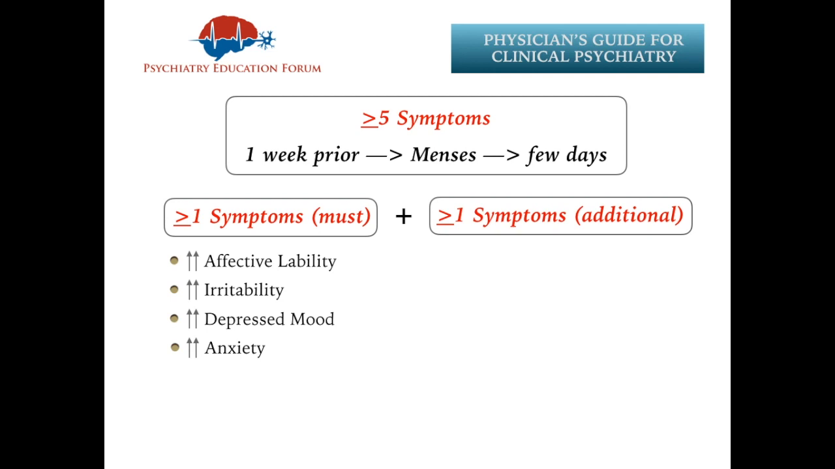And what are the additional symptoms that can be present to make the total 5 symptoms? In this other class, the first symptom is decreased interest in usual activities like work, hobbies, friends, school.